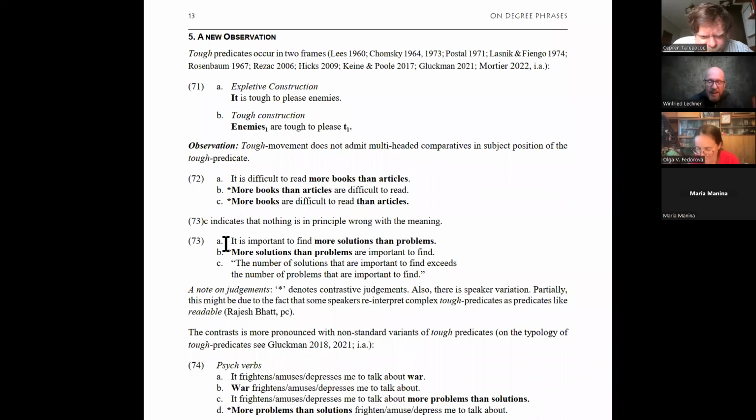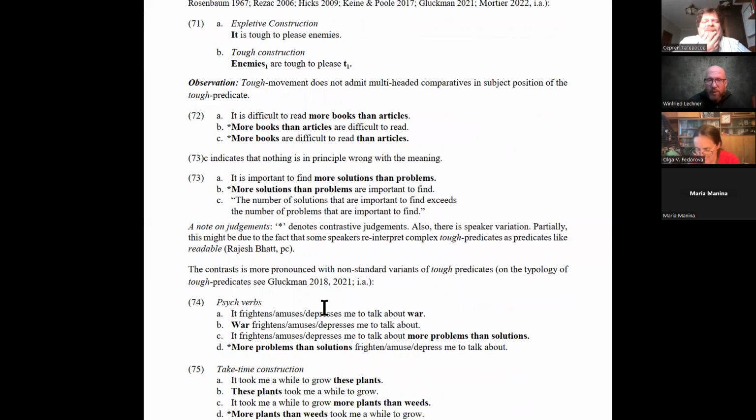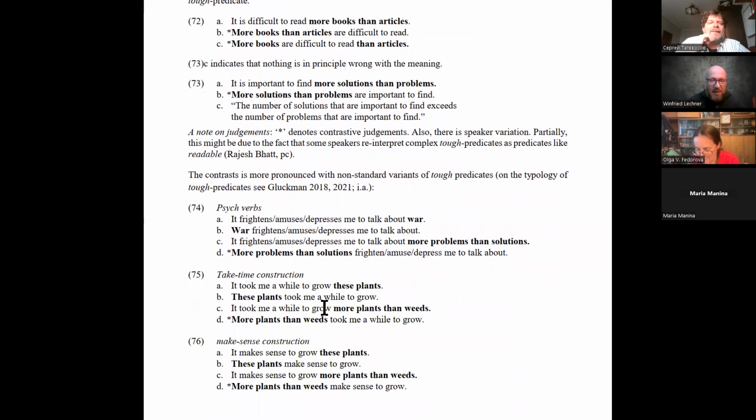I would like to say here that the judgments are, of course, contrastive as usual, and for some native speakers the B sentences are grammatical, but they seem to reinterpret these tough predicates, the important or the difficult, in a different way, which is not intended. So the observation is, if we take tough predicates or predicates which fall in the same group, multi-headed comparatives cannot survive.